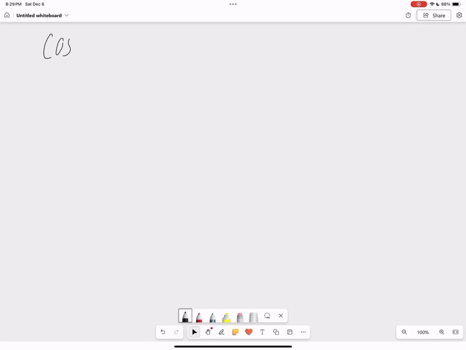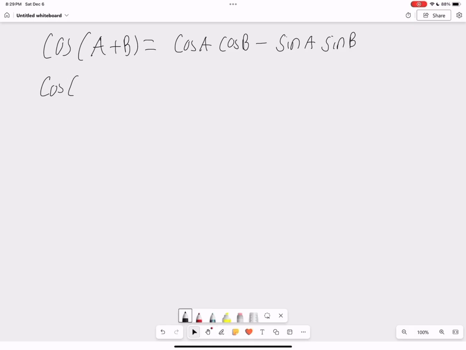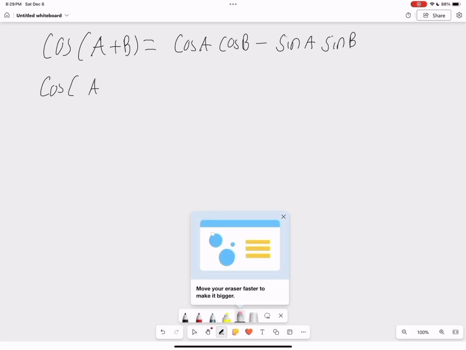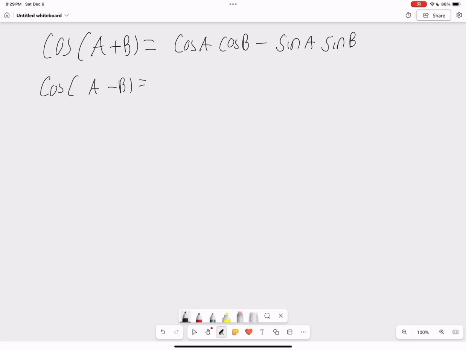So cosine A plus B is equal to cosine of A cosine of B minus sine of A sine of B. Cosine A minus B equals cosine of A cosine of B plus sine of A sine of B.